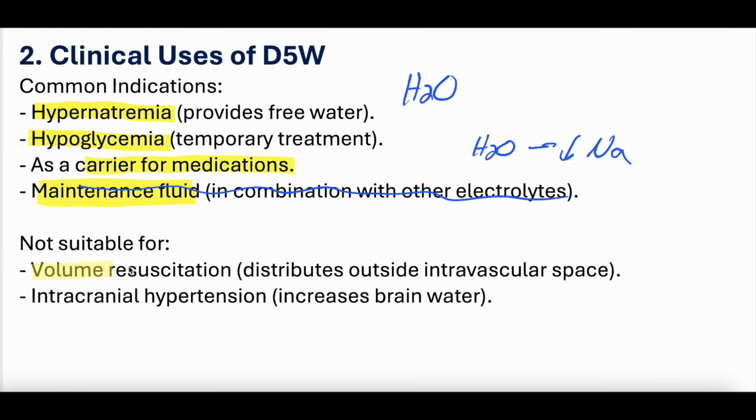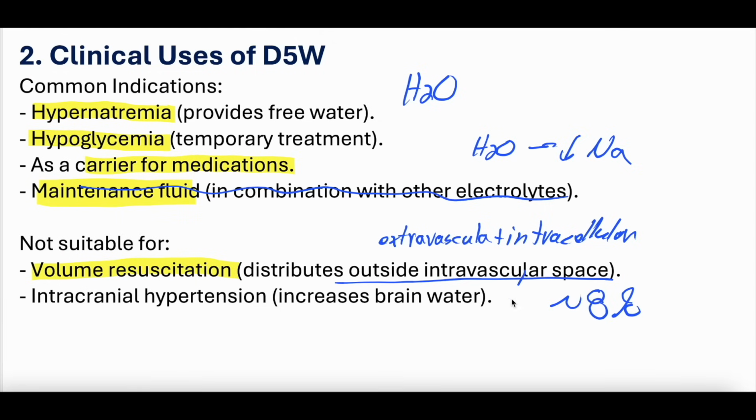Not suitable for volume resuscitation. Why is that? Well, as we said, it distributes outside the intravascular space. So it goes extravascular and it goes intracellular, which means at the end of the day, if we just do the math, only about 8% stays intravascular, or 80 cc's from 1 liter. You also don't want to use it if there's intracranial hypertension because the hypotonicity of it can lead to worsening cerebral edema.